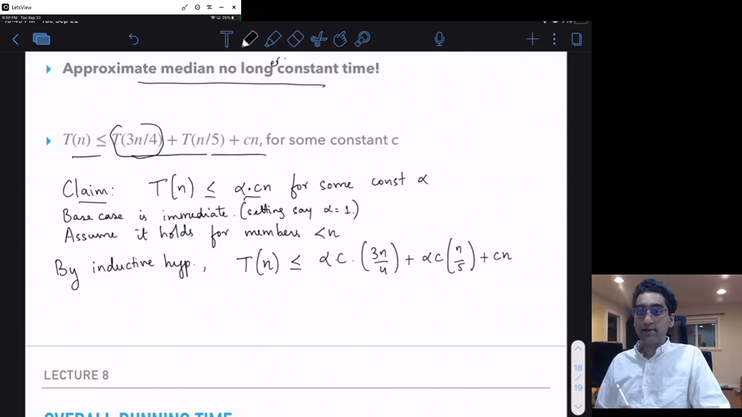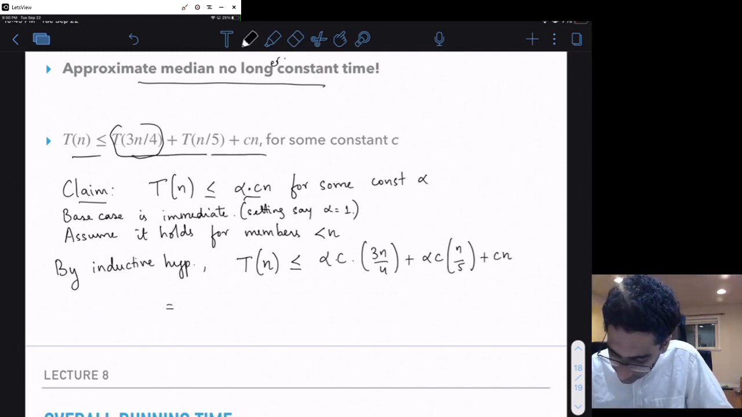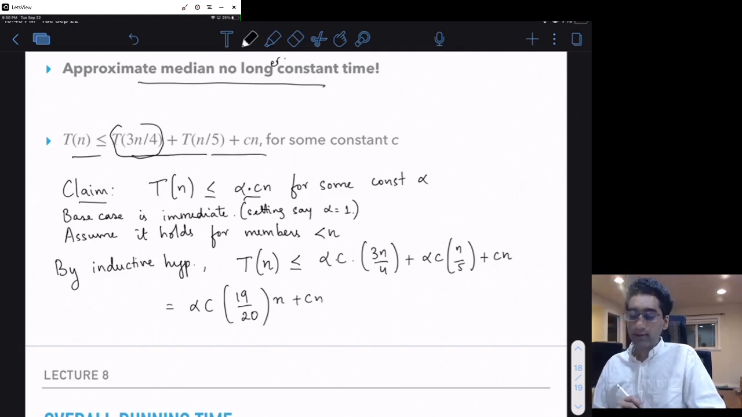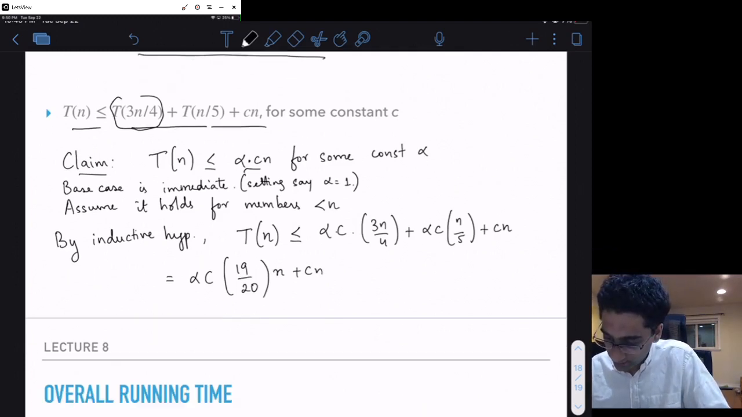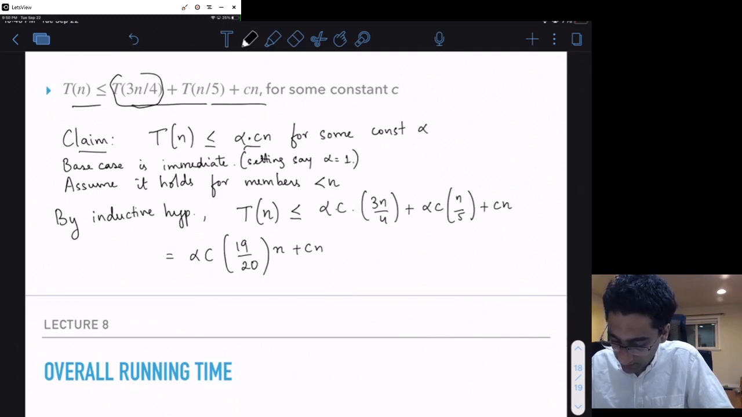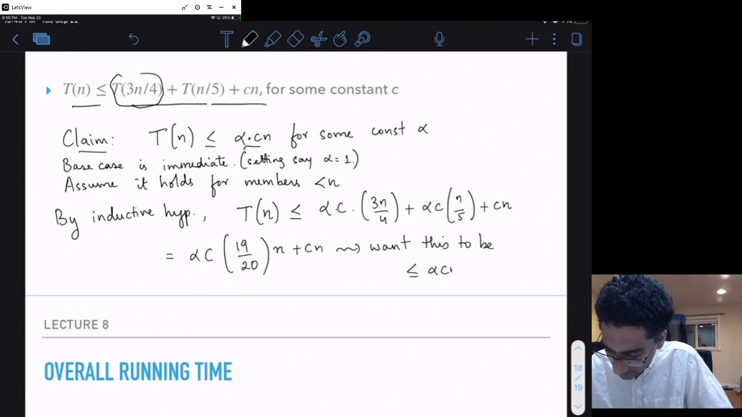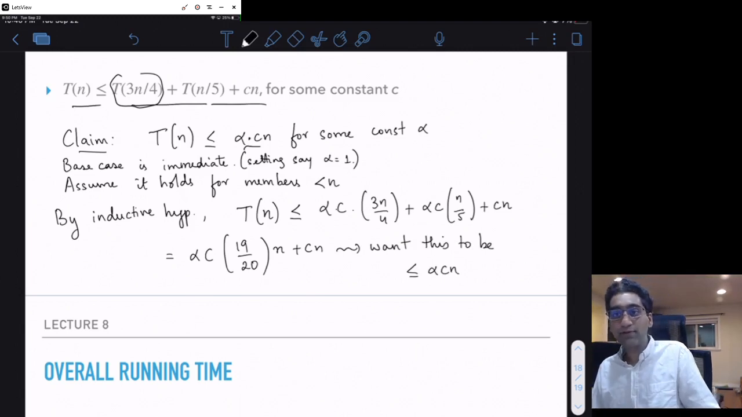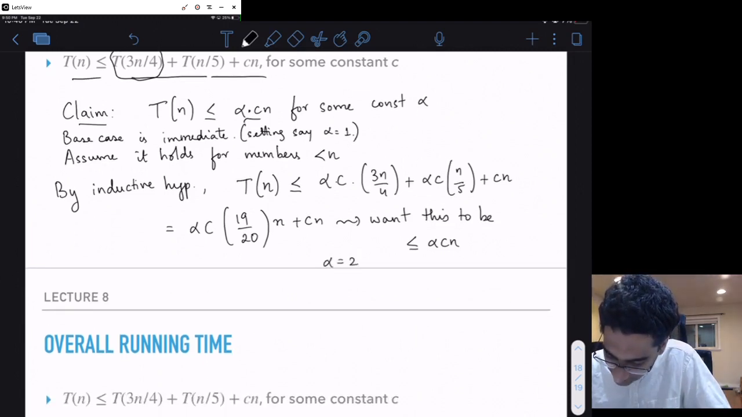And so what is this? This is alpha C times, I think it's like 19 by 20 times n, plus Cn. And for my induction to work out, I want this to be less than or equal to alpha Cn. Can I pick an alpha for which this happens? You can easily see that picking alpha equals 20 suffices.